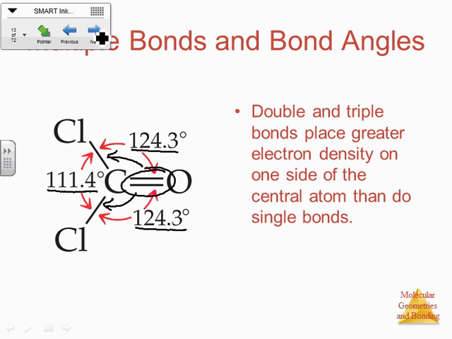ClCO angles. That probably didn't make a lot of sense. This angle right here, okay, and this angle right here are going to be bigger because of the extra electron density on that side due to the double bond. Okay, so you just got to keep that in mind.